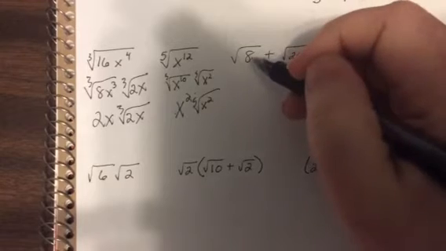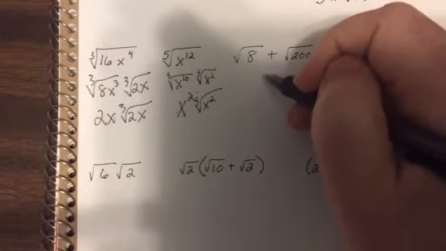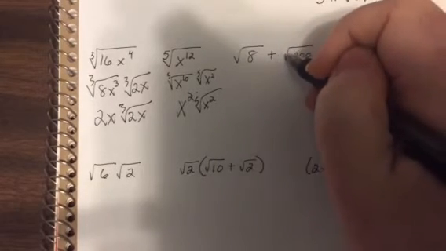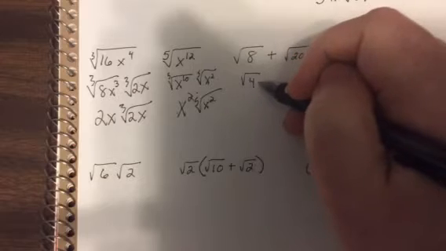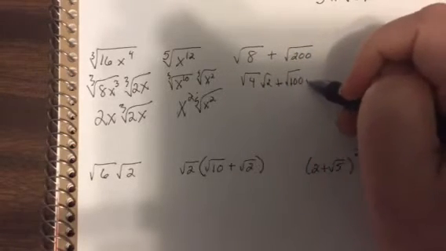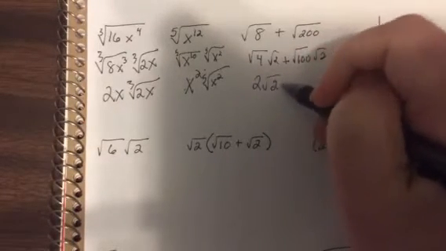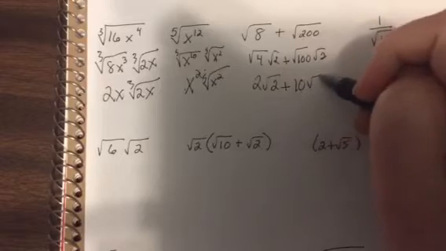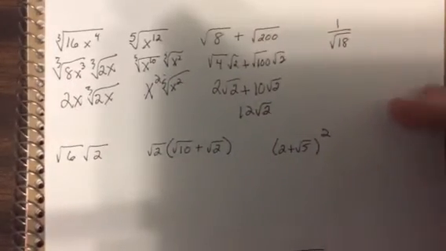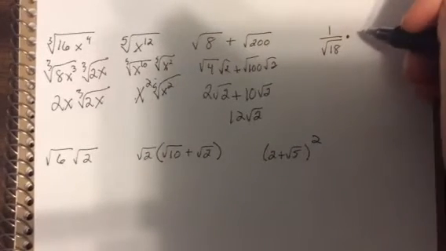Now this, you got to rewrite it. Simplify it because you got to have the same radicand and the same index. So I'm going to break this up 4 and 2. Break this up into 25 and 2. So this would be 2 square root of 2 plus 10 square root of 2, which would be 12 square root of 2.